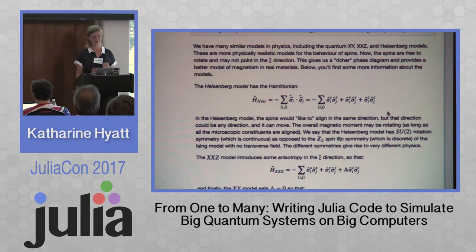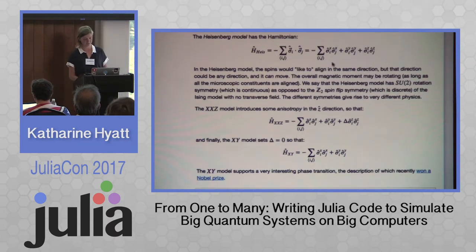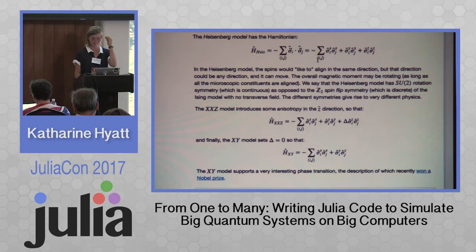So for whoever it was who asked about transverse fields, here we've got our Heisenberg model, part of which will look familiar. It's saying for each site pair, so for each set of nearest neighbors, we want to compute the dot product of their spins. So this term we remember, these sigma z's, and then we've got the sigma x's and sigma y's here.